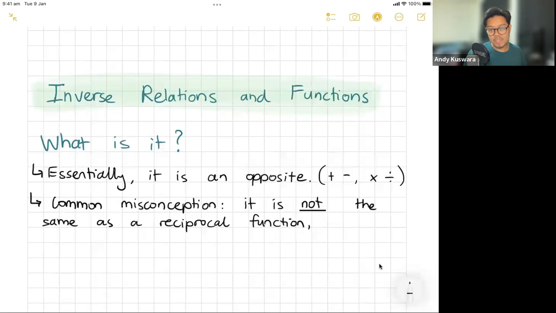And that's what we're going to be looking at in particular with functions, especially kind of how they look graphically. Now, just a common misconception that I will point out, it is not the same as a reciprocal. Some people think inverse and they go to the power of -1, but remember, sometimes we use that for a reciprocal function. That's the notation. So just be aware here, that's not what we're talking about.